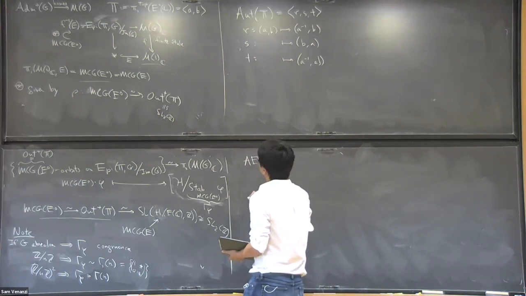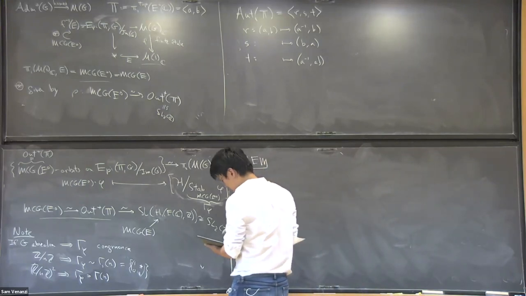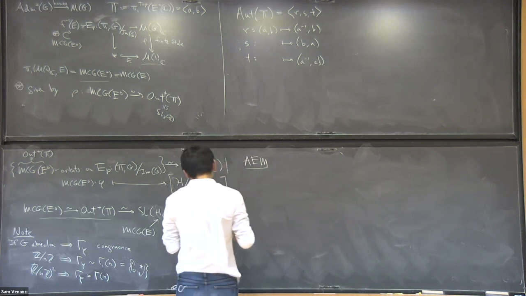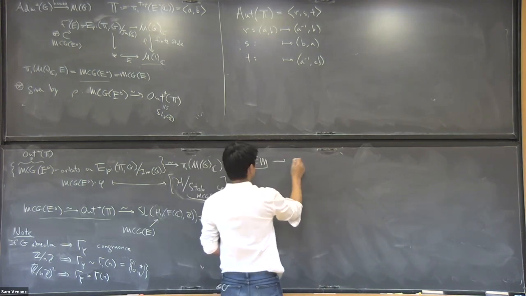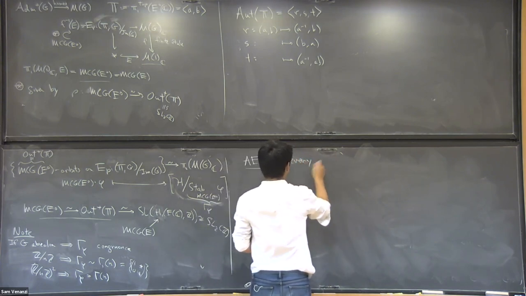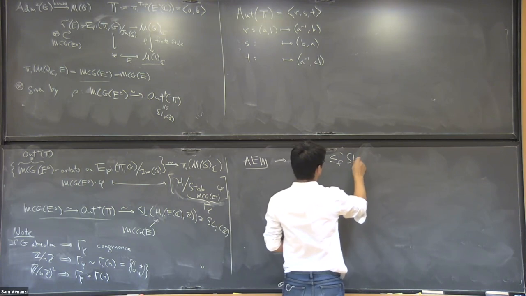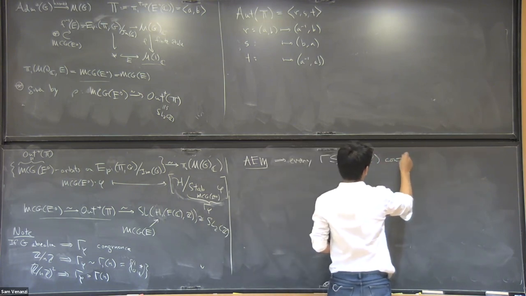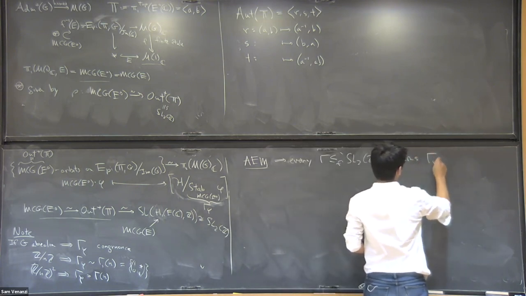and things like that. Okay, so this work of Asada, Ellenberg, and McReynolds really implies that, another way of phrasing this, every finite index subgroup of SL2Z contains gamma phi for some phi.